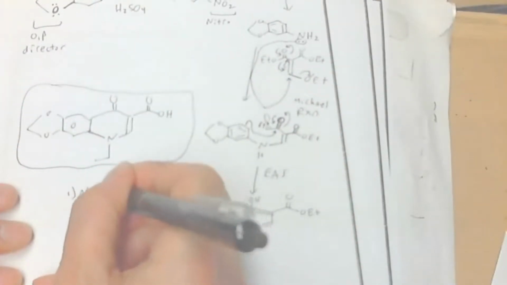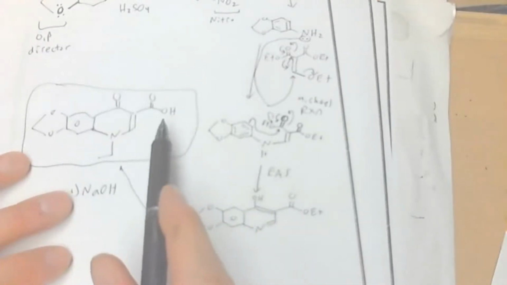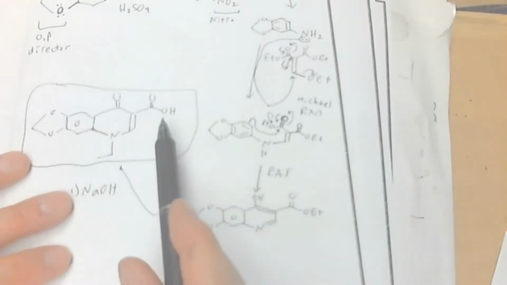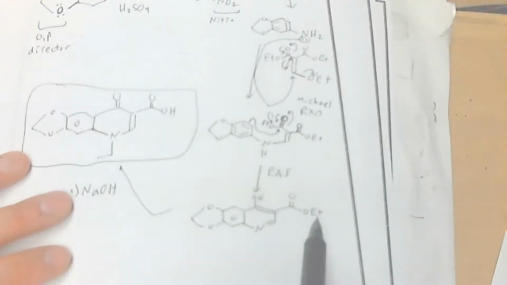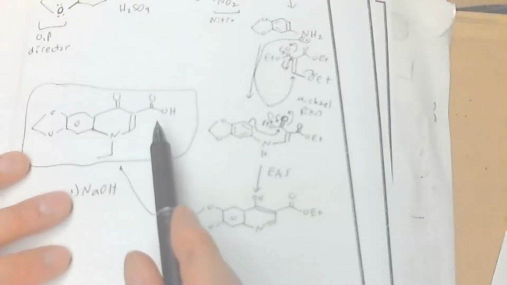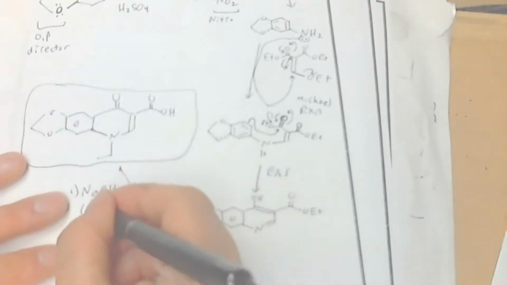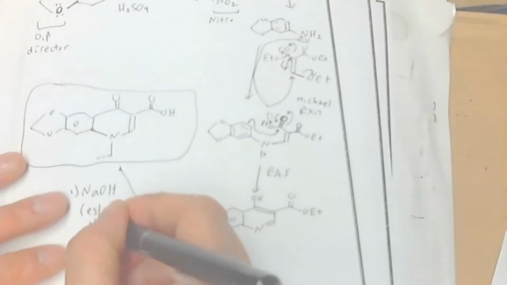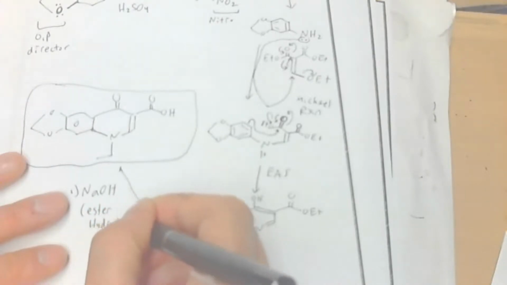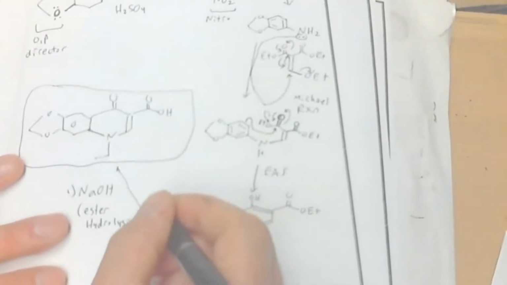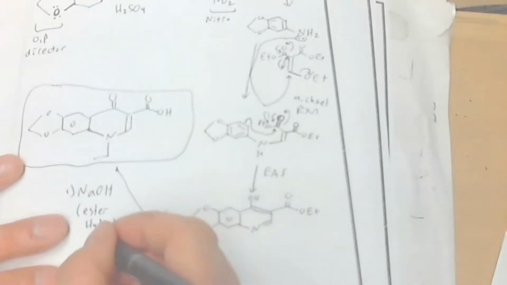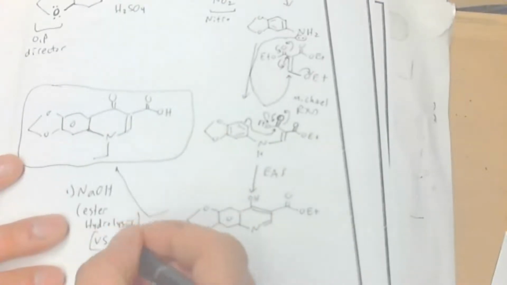NaOH, which, what does that do to the ester? NaOH does something to that ester. Anybody know? You can see what it turns it into. Goes from an ethyl ester to a carboxylic acid. So it hydrolyzes the ester into a carboxylic acid. So ester hydrolysis. I think that's VS like 23 or something like that. VS 23, ester hydrolysis. Okay.